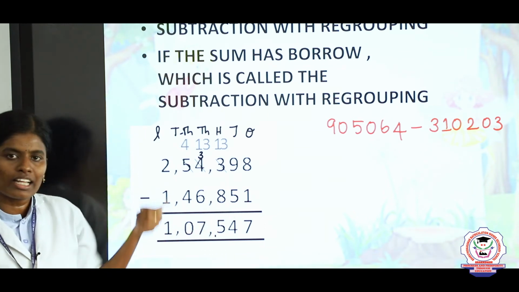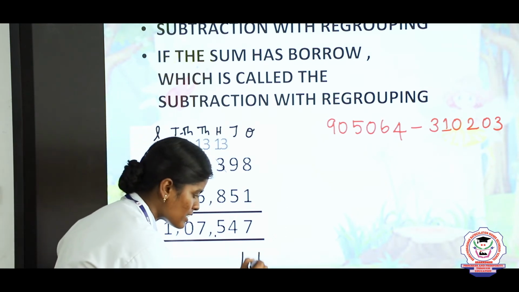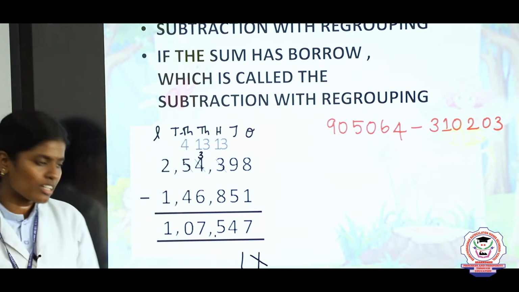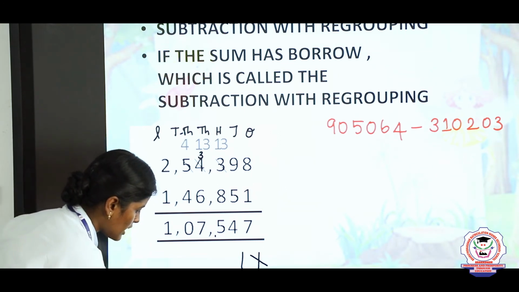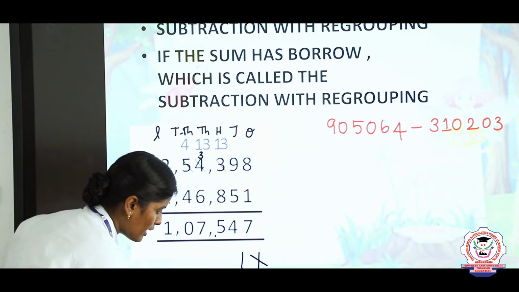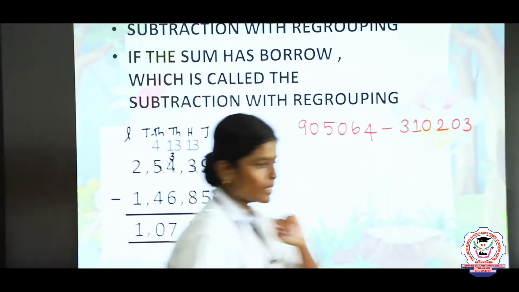Then finally take the lakh place value. 2 lakh minus 1 lakh. So put 2 lines and subtract 1 line. So the remaining answer is 1. The final answer is 1,07,547.